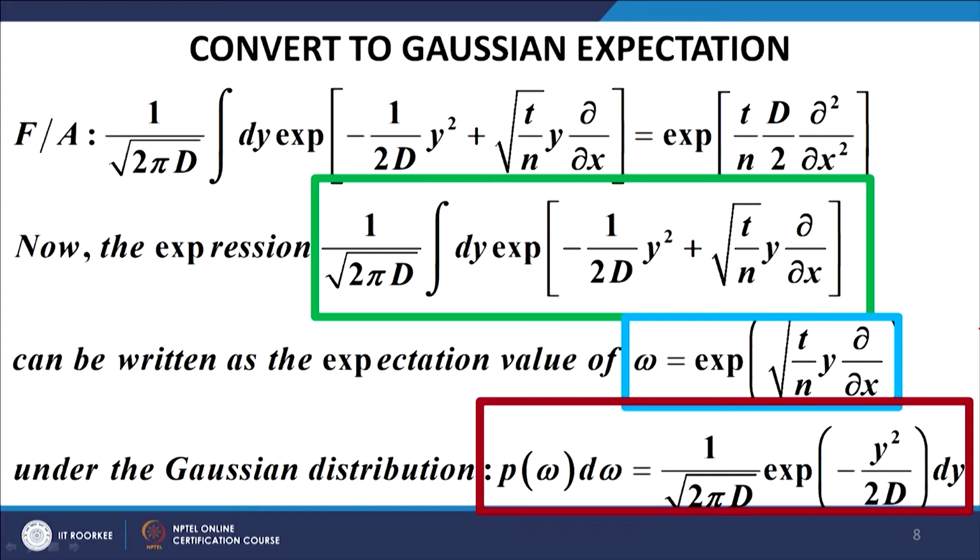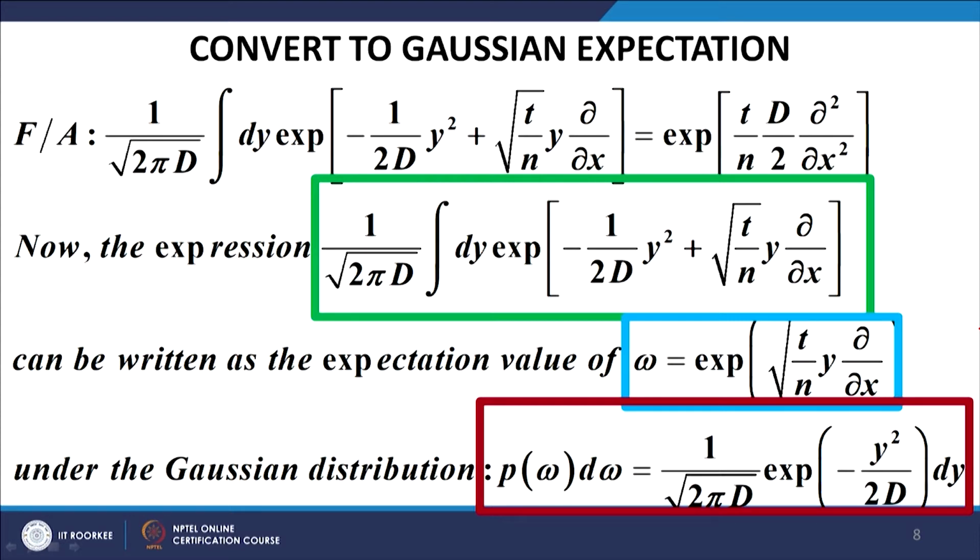So, this whole expression can be seen as the expectation of the variable represented by omega, equal to exponential under root t upon n y del by del x, with the probability distribution being this particular Gaussian distribution, which is given in the red box at the bottom of the slide. This is the probability density function, the PDF, and the random variable is given by exponential under root t upon n y del by del x.